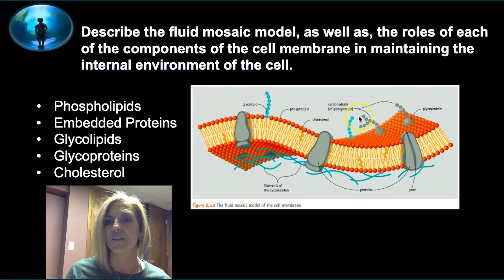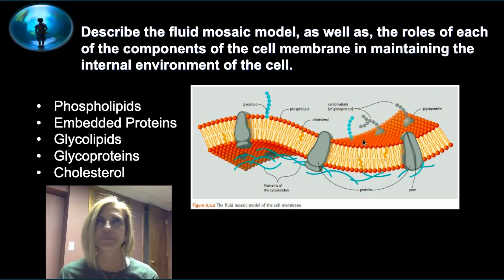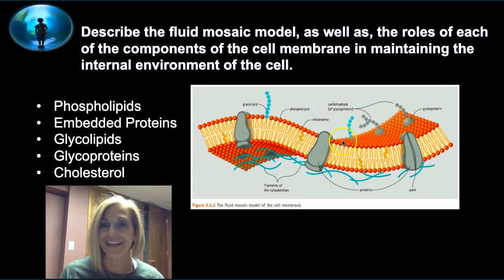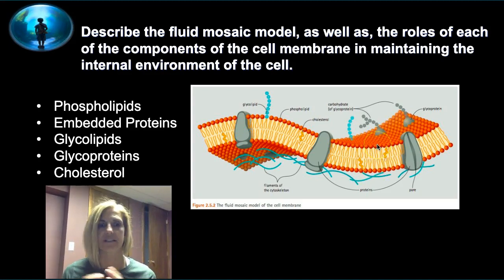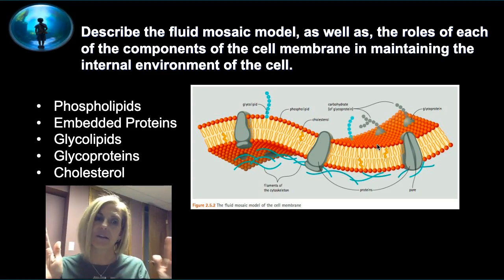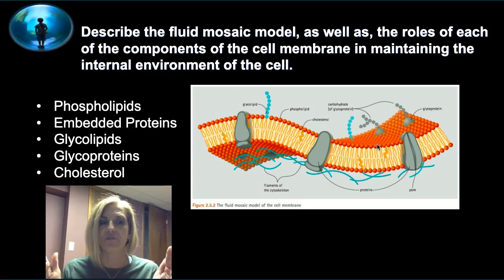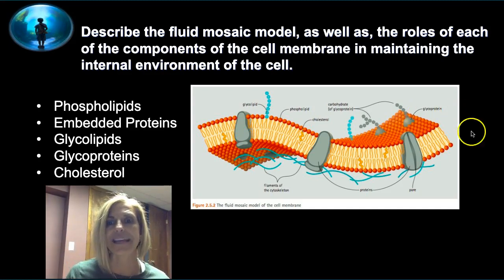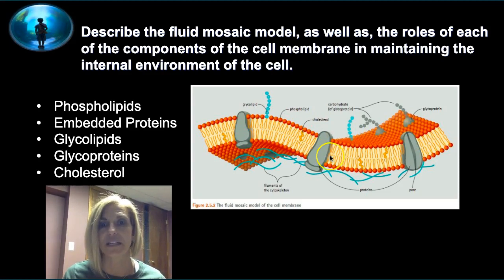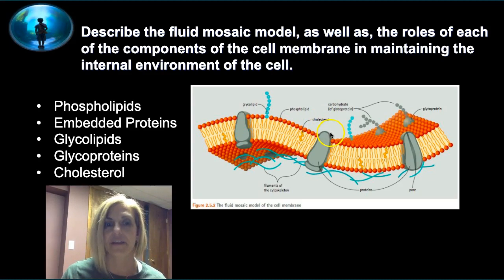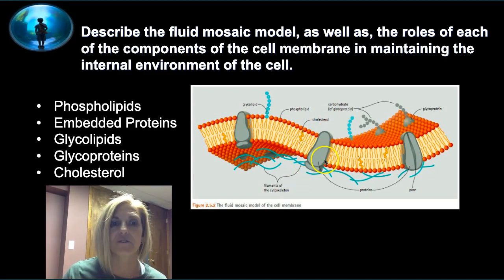Also remember your hydrophilic portions and your hydrophobic portions. So hydrophilic will orient itself towards the exterior of the membrane or the cytoplasm inside. The hydrophobic will orient itself to the inside of the membrane. And that's true of the phospholipids as well as the proteins. So these portions here that are on the surface are hydrophilic, and these portions in the middle are hydrophobic.